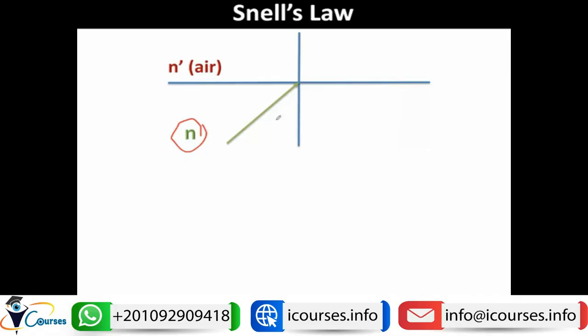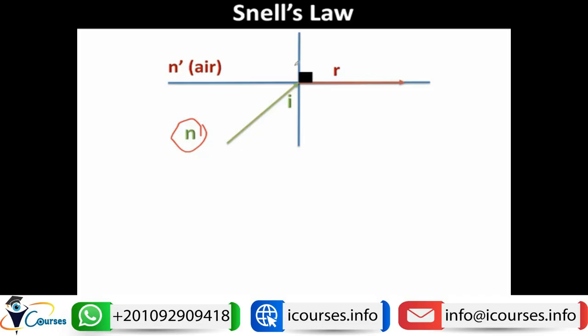So if we have an incident light ray that passes from N toward the air, the angle between the incident light ray and the normal is called the angle of incidence, or I. Then if this angle of incidence is the critical angle, the refracted light ray will pass parallel to the surface, so the angle of refraction R will be 90 degrees.